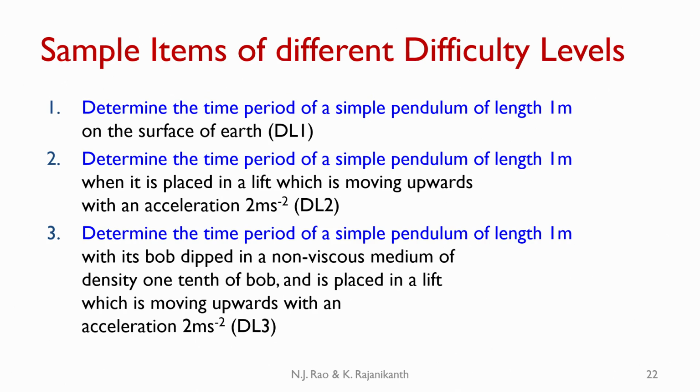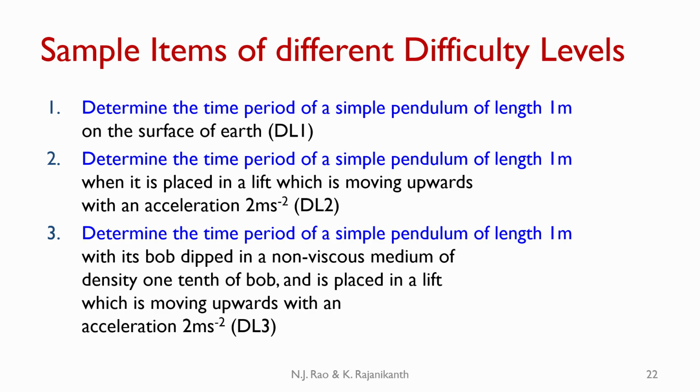And incidentally, we are not going to identify too many difficulty levels. Once again, we will come to 1, 2, 3 only. The second level difficulty question is: determine the time period of a simple pendulum of length 1 meter, which is common with the above item, when it is placed in a lift which is moving upwards with an acceleration of 2 meters per second square.